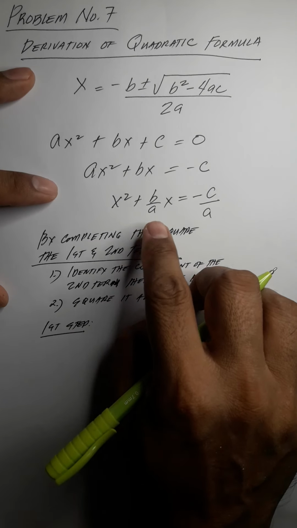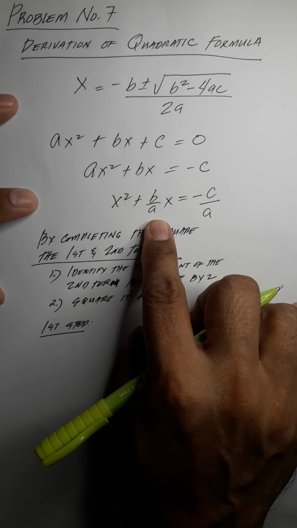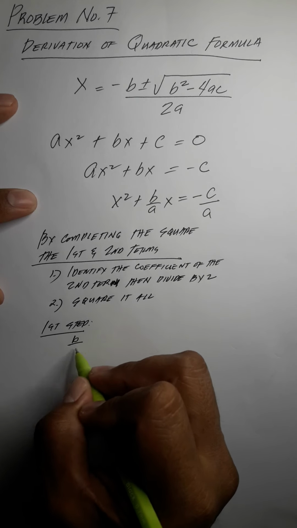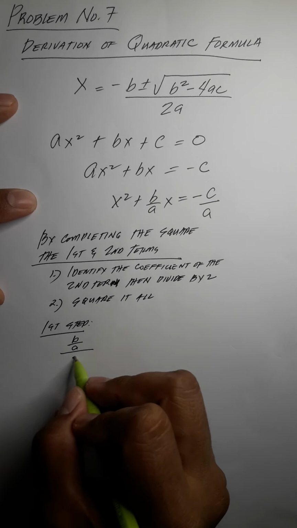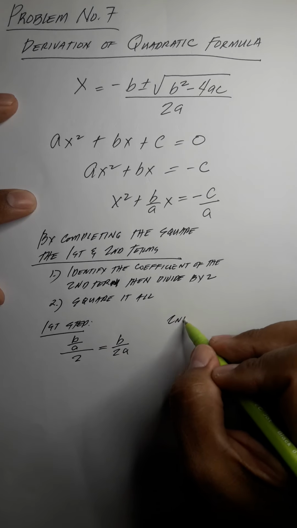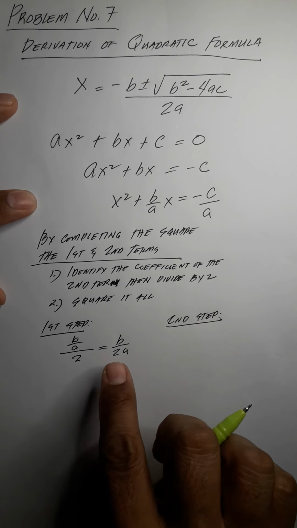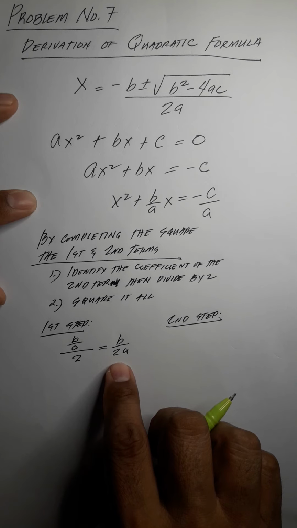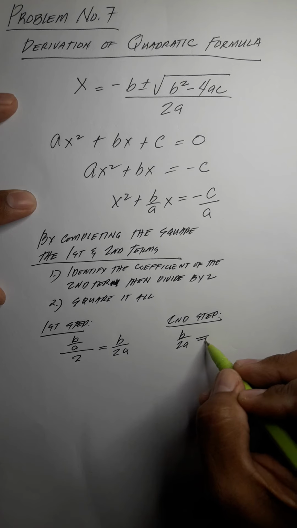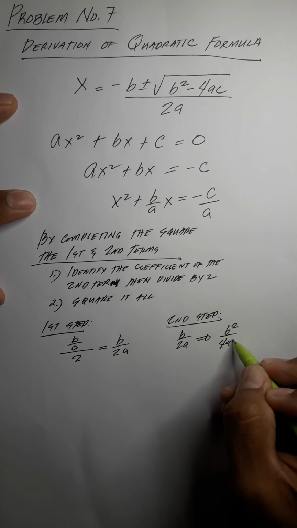So in the first step, we identify the coefficient of the second term. This is the first term and this is the second term. So the coefficient is b over a. Then we divide it by 2, so we have b over 2a. Now the second step: the b over 2a, we need to square it all. So this will become b squared over 4a squared.